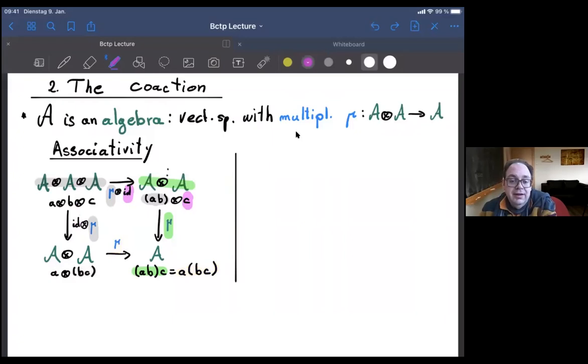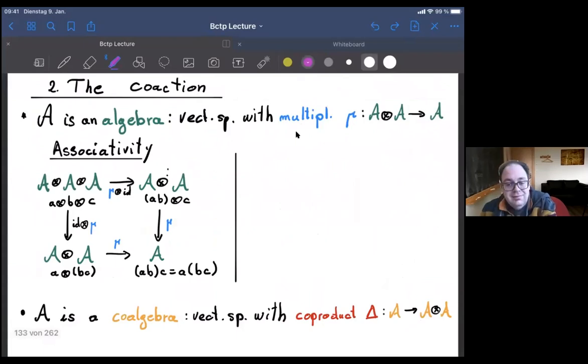Okay. So I'm just having fun and rephrasing everything in this language. The reason why this is useful is because now I can do other things. Now what I will do is I will reverse all the arrows. So instead of taking two objects and making one, I will take one object and make two. And I call this map a co-product. I will call it delta. A co-product is a linear map that allows you to take one object and break it into two.